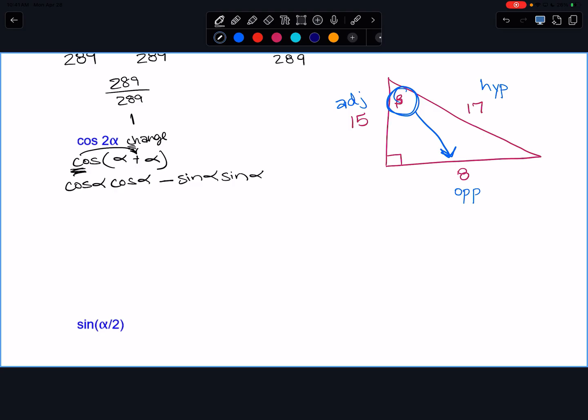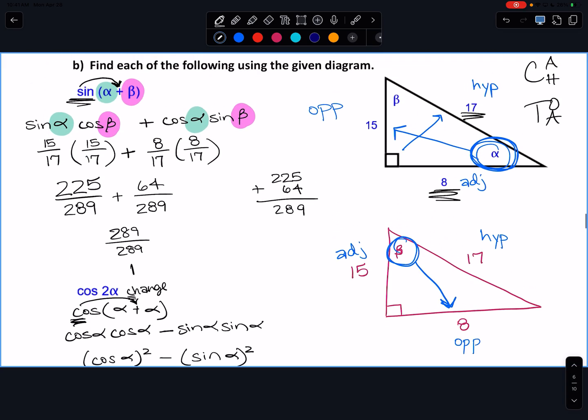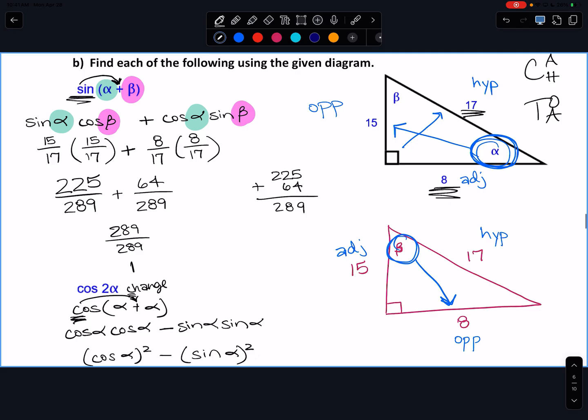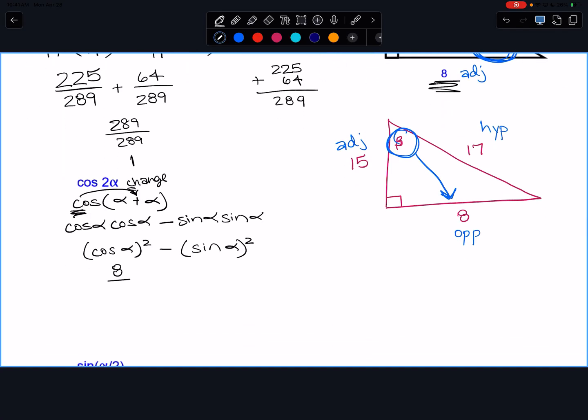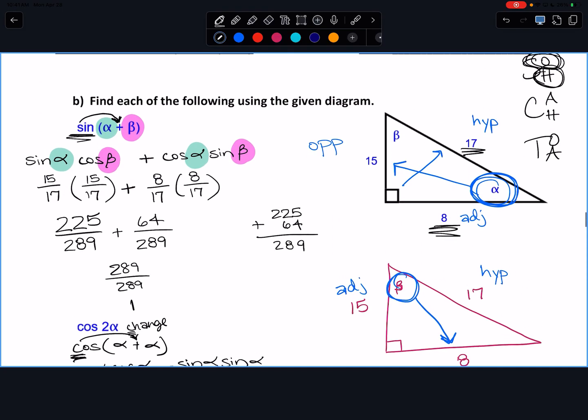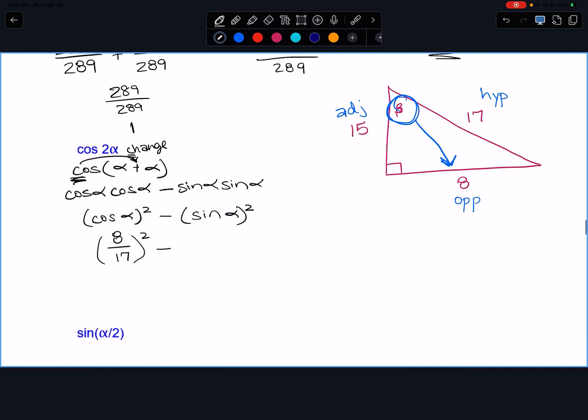So you remember, what was the other way we could write that formula? If it's cosine of alpha times cosine of alpha, you can write it squared. Yep. Cosine of alpha squared minus sine of alpha squared. Now, you don't have to do that step, but you can. Okay. So what's the cosine of alpha? Let me slide back up to my top triangle. Cosine is adjacent over hypotenuse. What's adjacent? 8. 8 over 17, but I got to square that. Minus, what's the sine of that triangle? 15 over 17.